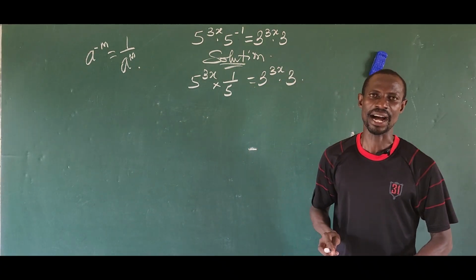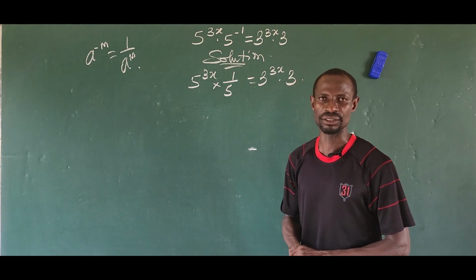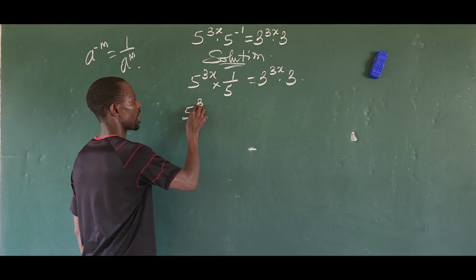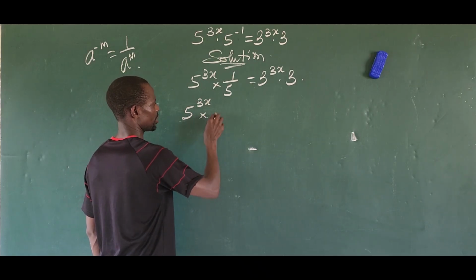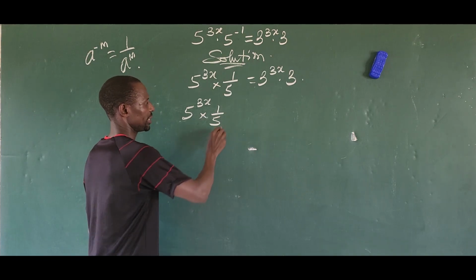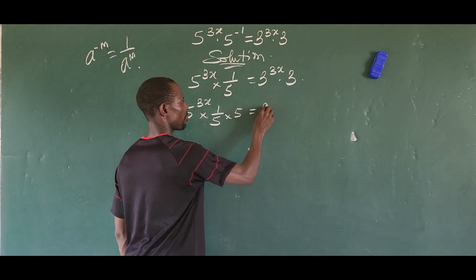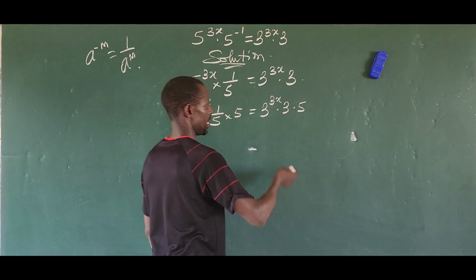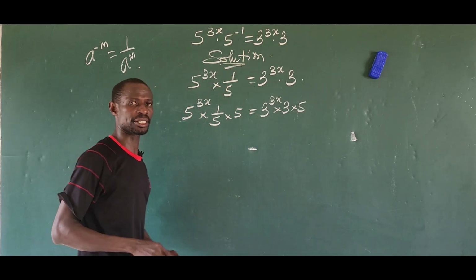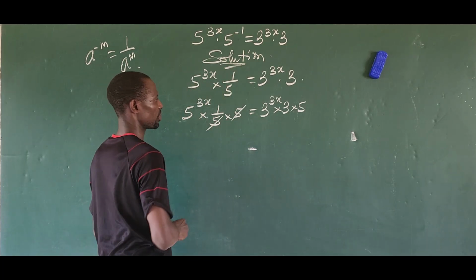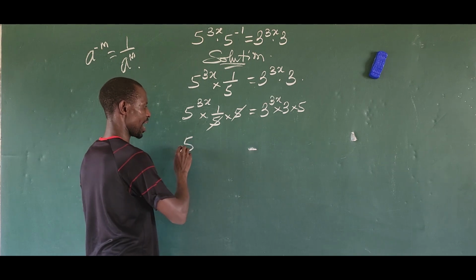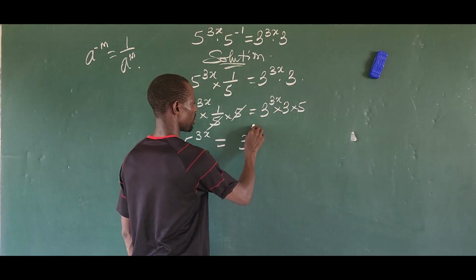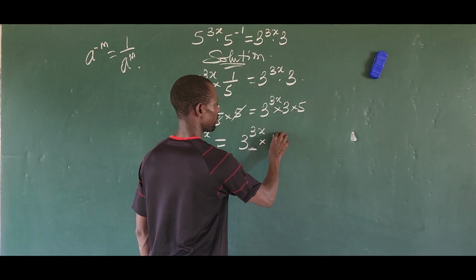The next thing we have to do is eliminate the 5. And how do we do that? We multiply both sides of the expression by 5. So let's go ahead and do that. This is going to give us 5 to the power of 3x times 5 again, equal to 3 to the power of 3x times 3 times 5. So what happened? This and this will leave the system. We are left with 5 to the power of 3x equal to 3 to the power of 3x times 15.